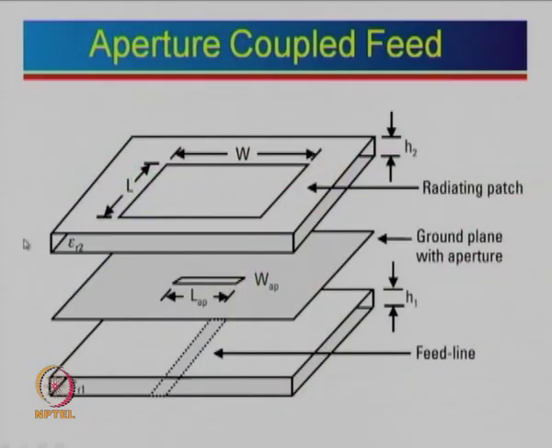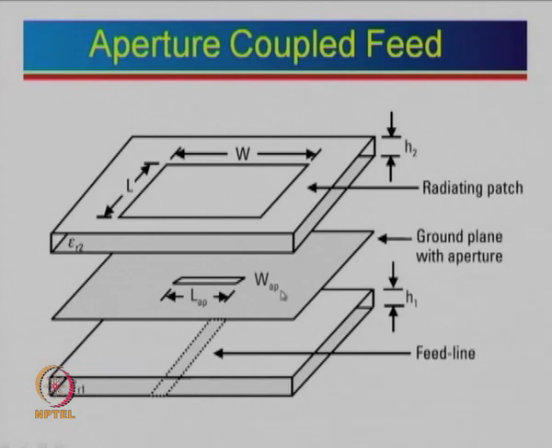Then there is another feed which is known as aperture coupled feed. Again it consists of two substrates, one is the bottom here, another one is the top here. This is the common ground plane. It is just shown as a separate thing, you don't need a separate one. This ground plane will correspond to this over here.